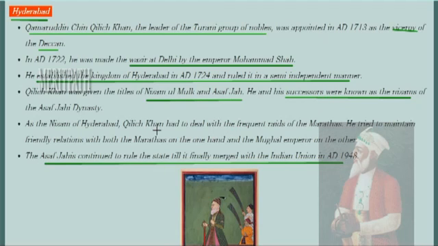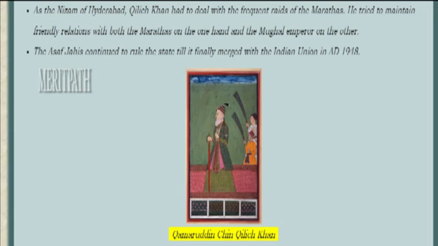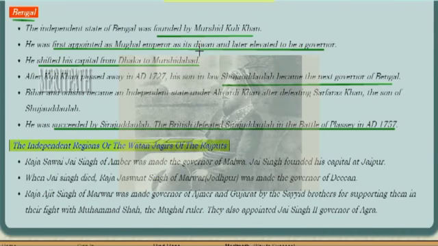As the Nizam of Hyderabad, Qilich Khan had to deal with different raids of the Marathas. So he maintained a friendly relationship with the Marathas on one hand and the Mughal emperors on the other. These Asaf Jahis, the Nizams, continued to rule the Hyderabad state, and finally it merged with the Indian Union in AD 1948. This is the image of Kamaruddin Chin Qilich Khan. Next comes Bengal. Bengal was founded by Murshid Quli Khan.